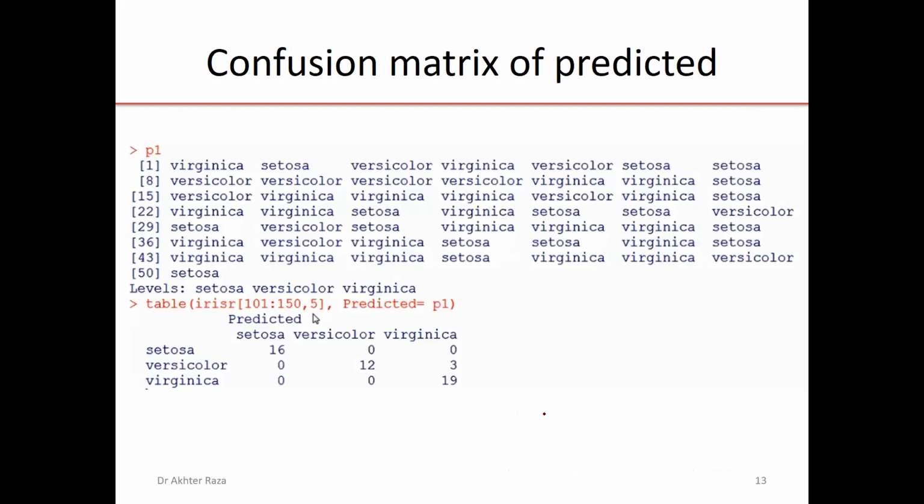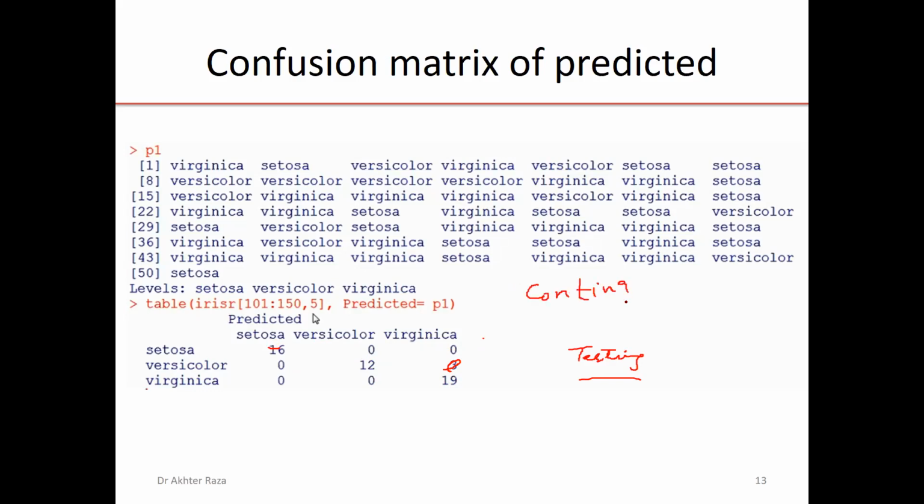So you can see that this table has 16 setosa, and they are classified as setosa. 12 are versicolor, correctly identified. 19 are virginica, and they are correctly identified. But 3 are misclassifications we have in the testing data set. So this is the execution of the contingency table.